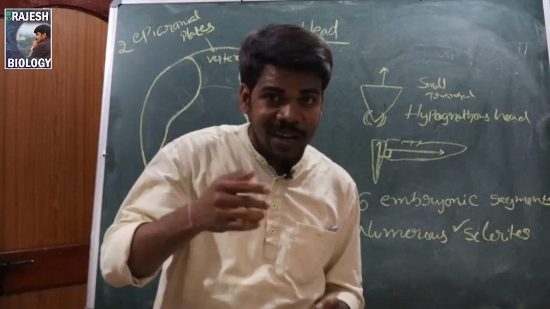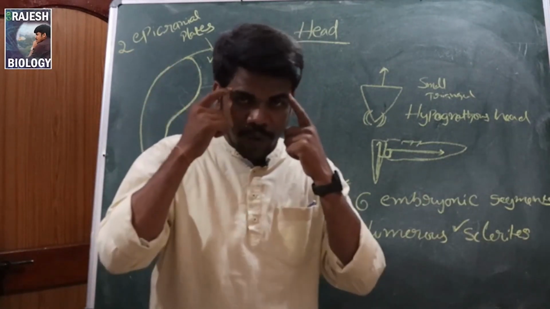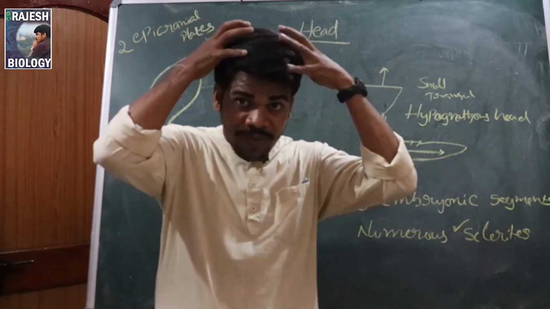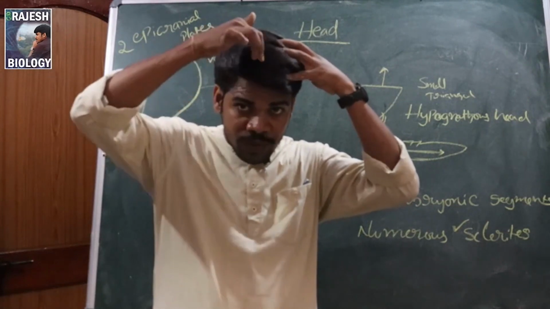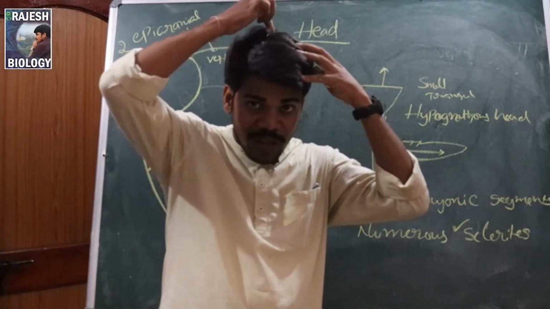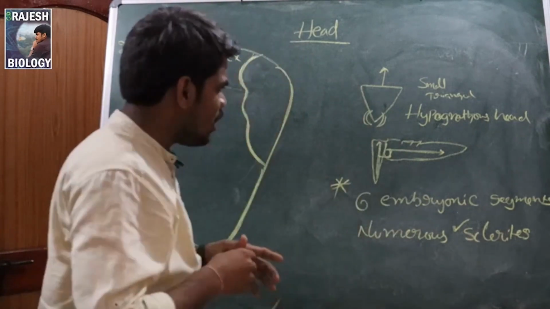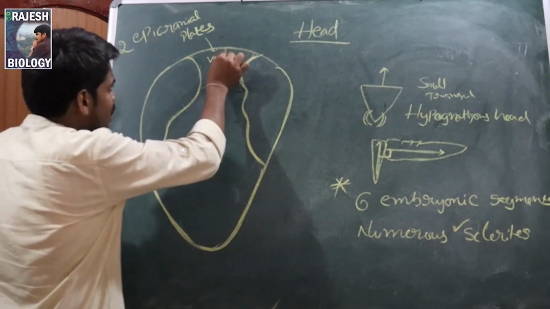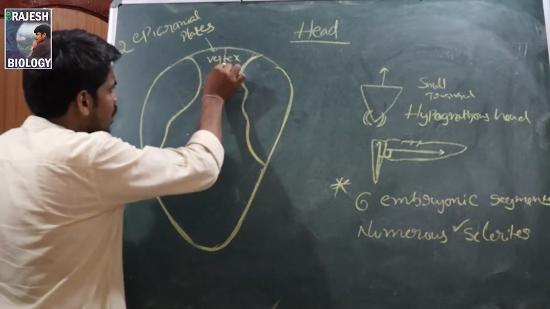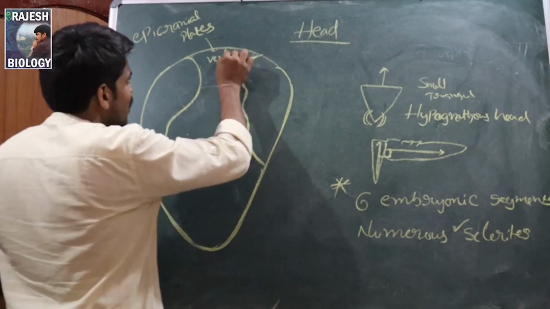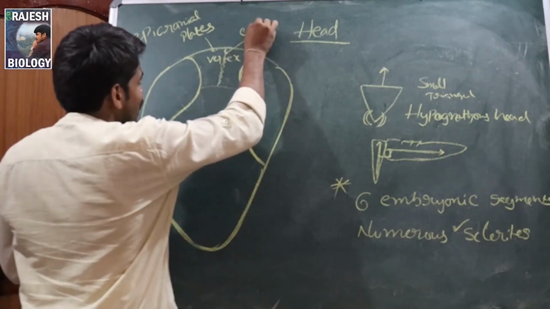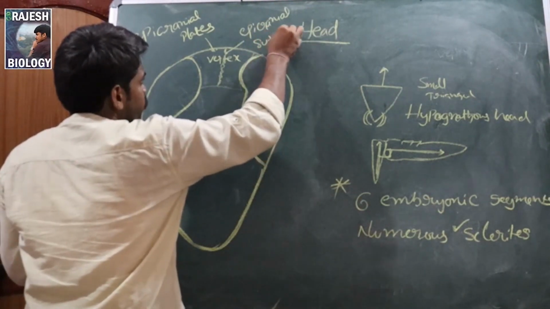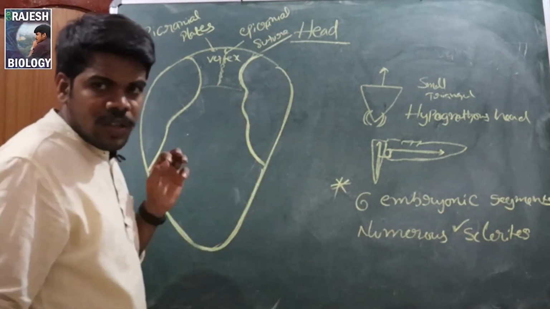Remember this word, frontal. Only one frontal bone is there, and later two parietals, which are fused with a suture. Similarly, the two epicranial plates are like this, and they are fused together with a suture. The suture name is the epicranial suture. What is meant by suture? Suture means stitching.